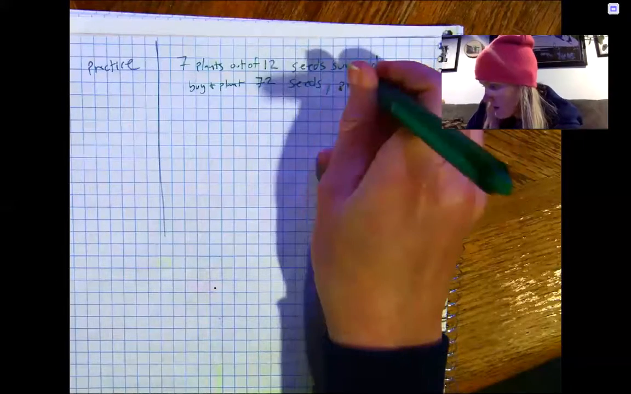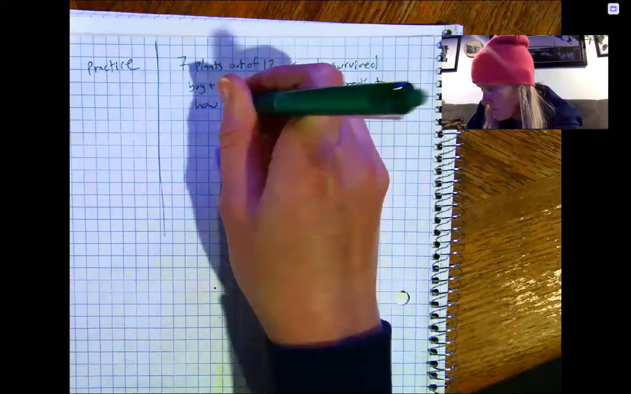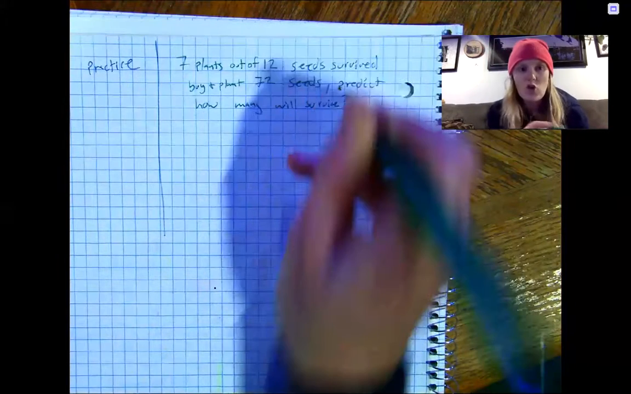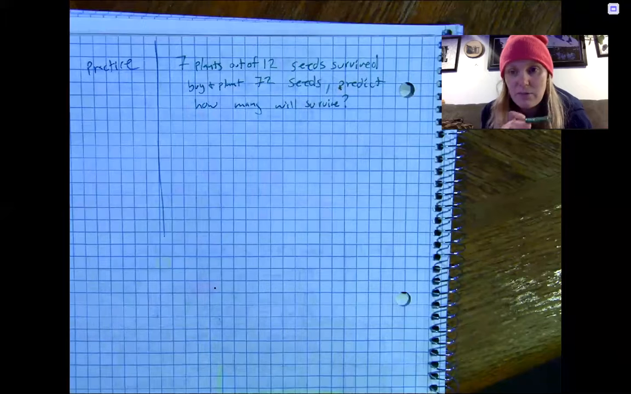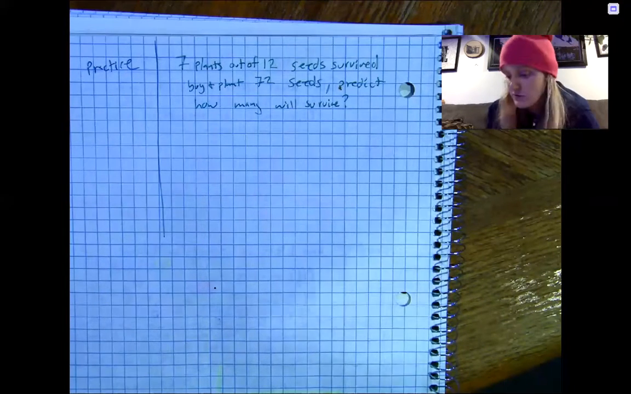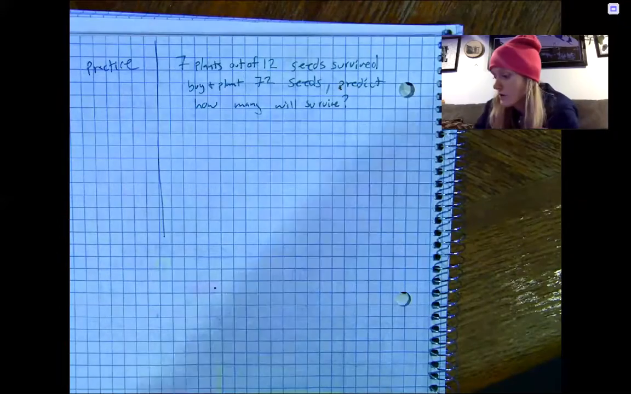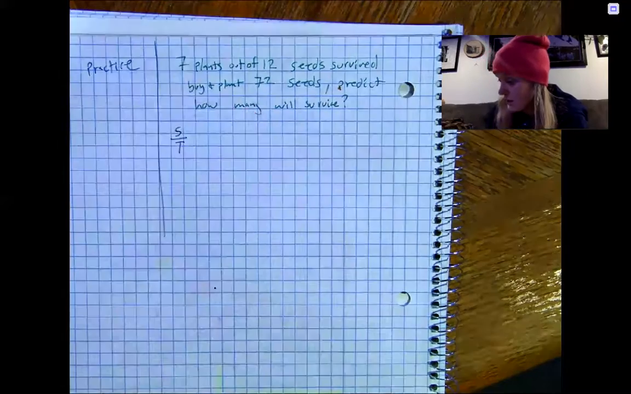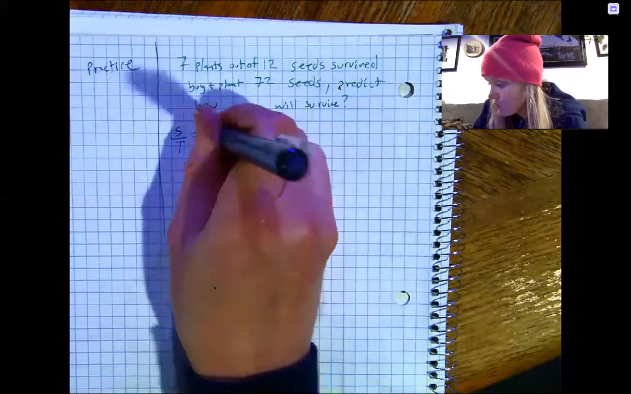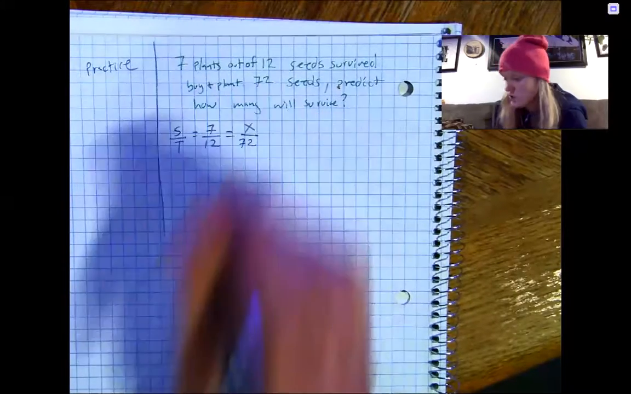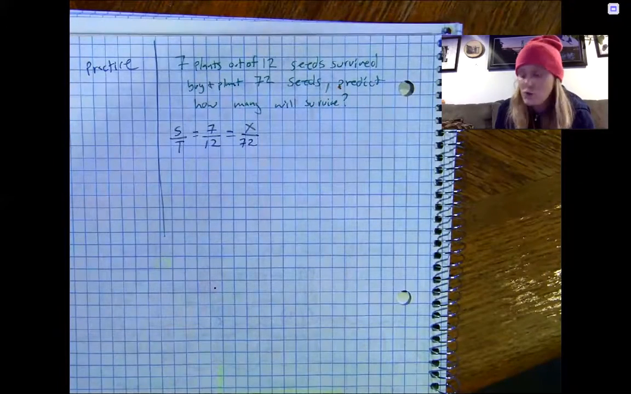So 7 plants bloomed out of 12 seeds. And then next year they buy and plant 72 seeds. How many can they predict will survive? So I'm going to do the 2 ways again. I'm going to say the seeds out of total. Typically 7 out of the 12 work. So how many out of 72 are going to? It's an equivalent fraction or a proportion.